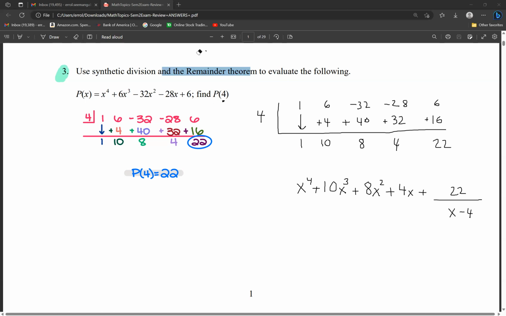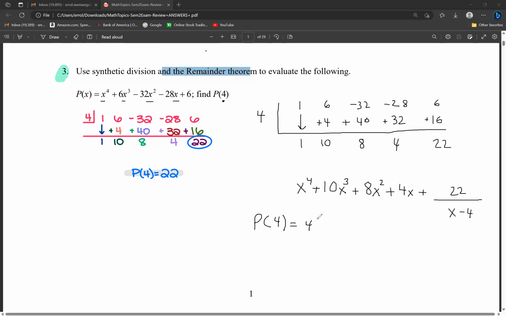All right, so now from yesterday, let's prove that P(4) equals 22. Let's show the math on this. So just plug the 4 into x right there, right there, right there, and right there.